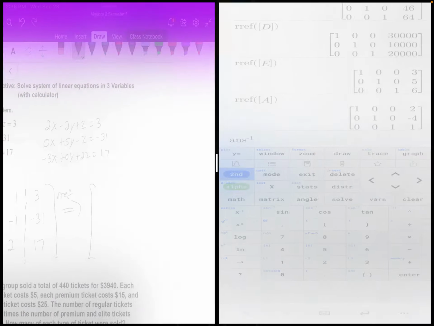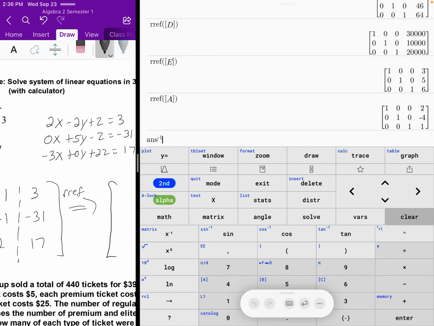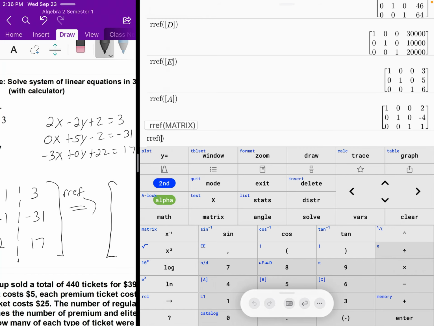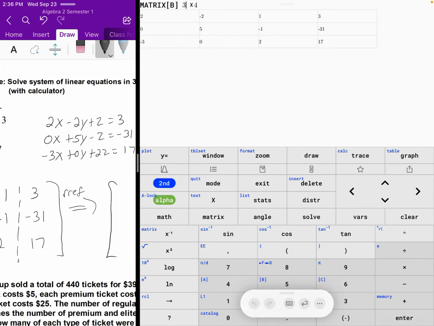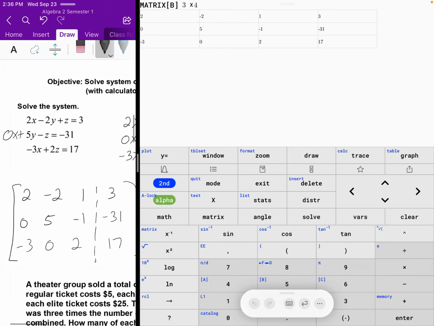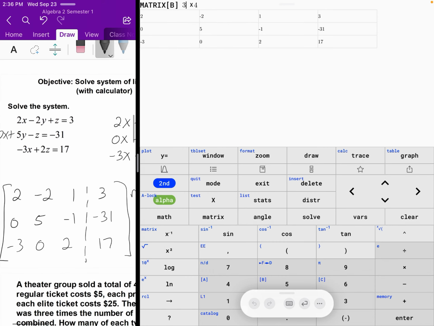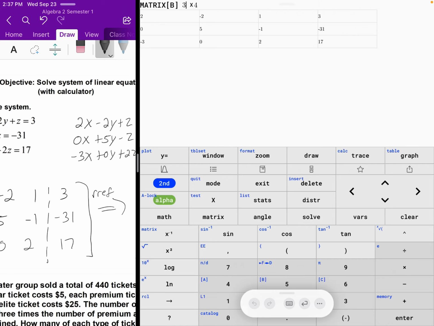Okay, so bringing in the calculator again. All right, so we go into that matrix menu again: matrix menu, math, RREF. Before you do this, you have to go into the calculator and enter that matrix in. Like I went in and entered it into matrix 2 already, or matrix B. Let's double check again: 2, negative 2, 1, 3, 0, 5, negative 1, negative 31, negative 3, 0, 2, and 17.